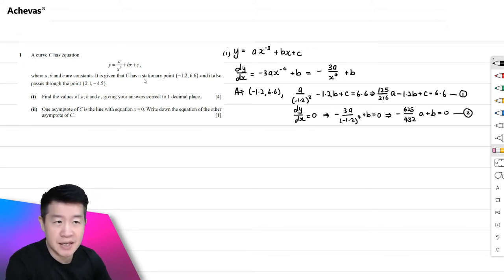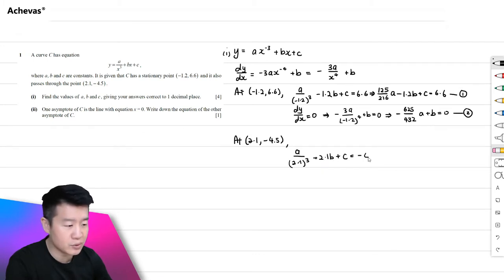And this curve C, I mean this graph C, also passes through this point, 2.1 and negative 4.5, so x is equal to 2.1. So we have a over 2.1 to the power of 3 plus 2.1 of b plus c, this is equal to negative 4.5. This divided by 2.1 cubed, if I were to write it as a fraction, I have 1000 over 9261 a plus 2.1b plus c. This is equal to negative 4.5. This will form for me my third equation.